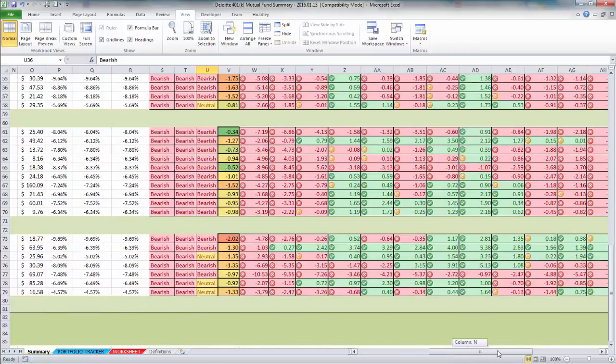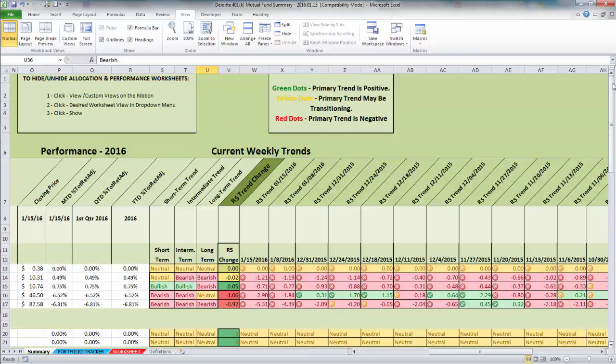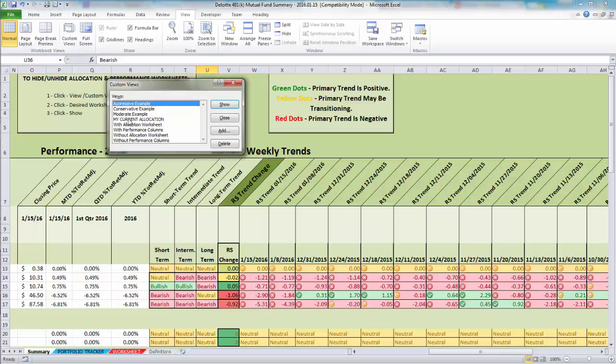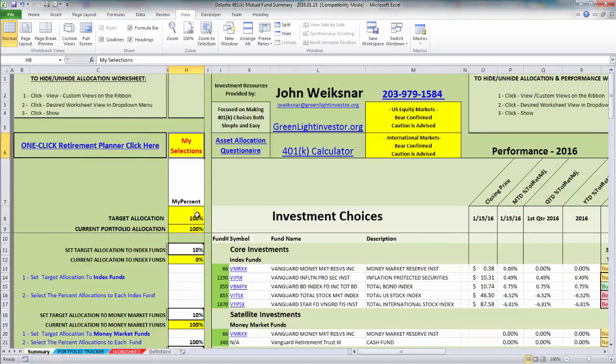So with that said, let's go ahead and see how we can use this information to make choices within your 401k plan. To do so, you'll want to go up into the ribbon, click on View, Custom Views, and then look at My Allocations. To highlight that, you click Show, and we'll see the My Allocation section of the worksheet appear on the left side. And this is where you will mirror the actual choices you make in your 401k plan. Remember that to make changes in your choices, you have to go to your website. This is not a link to your website.